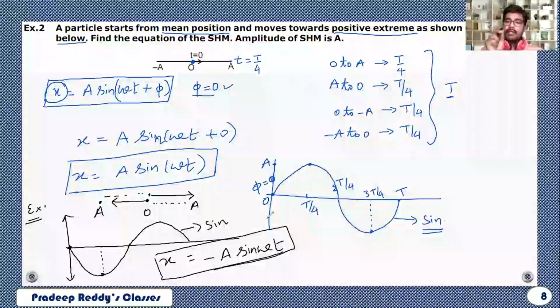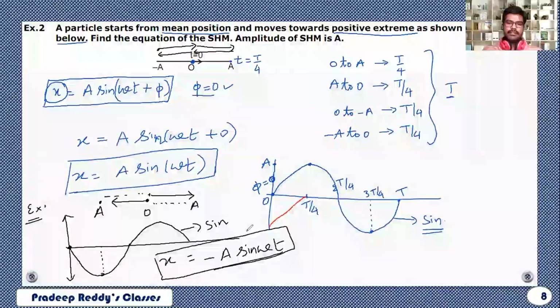Suppose the particle is starting somewhere between mean position and extreme position, then in such a case you will get the graph differently. Say for the same graph, if the particle is starting at this position, it is starting at minus A, going to the extreme position, again from here it is going to capital A, and then it is coming back to mean position, and then it is coming back to minus A. So if the particle is starting at minus A, you can take the same graph like this. From minus A, it is going to 0.